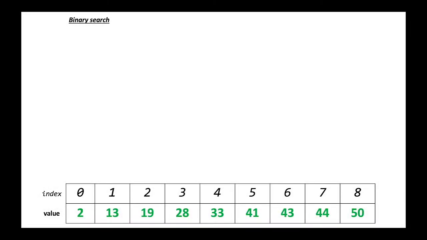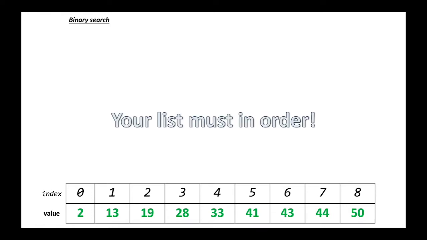Hey guys, welcome back. In this video, we're going to look at one of the most powerful algorithms in computer science, the binary search. So to understand binary search, we're first going to look at an example where we search through an array of 9 elements. Now it is important to note that binary search will only work on an array that is already in order. And this calls to mind the importance of sorting in computer science, which we will look at at a later date.